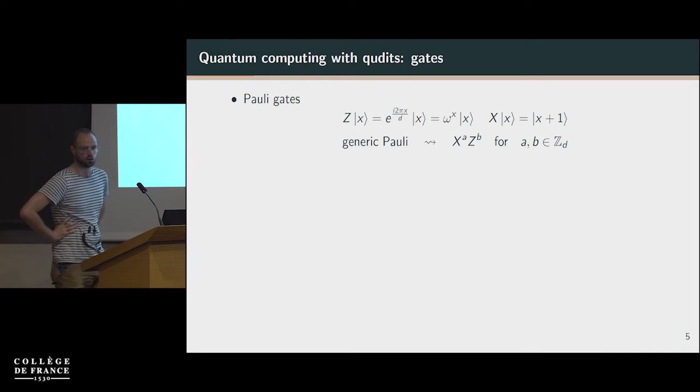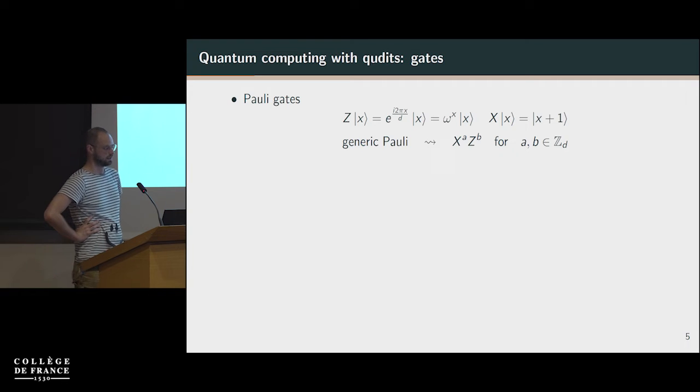Now, to manipulate the state of a qudit, we have Pauli gates, or the generalization of Pauli gates from the qubit case. Here, the Z operator acts as multiplication by a dth root of unity, which we denote omega, weighted by the label of the basis element it's acting upon. And X, the X gate, acts as translation between the different elements of the basis. From these two operators, we obtain what we call a generic Pauli, as just any ordered product of these two operators, where the exponents come from the field that we're using for our model.